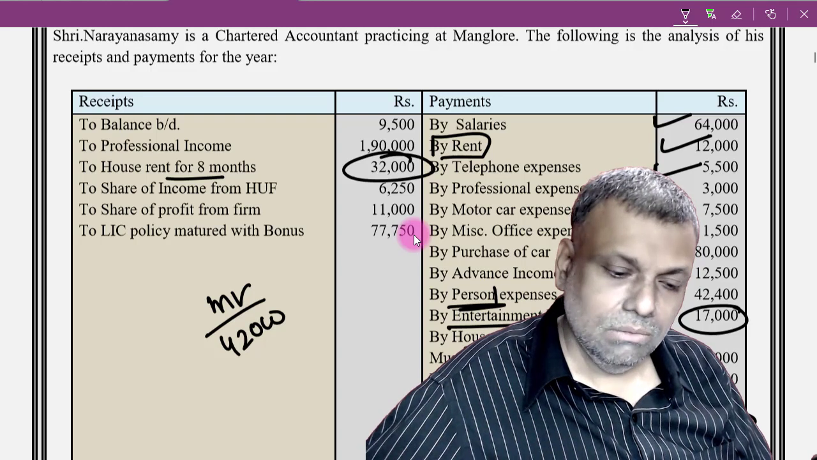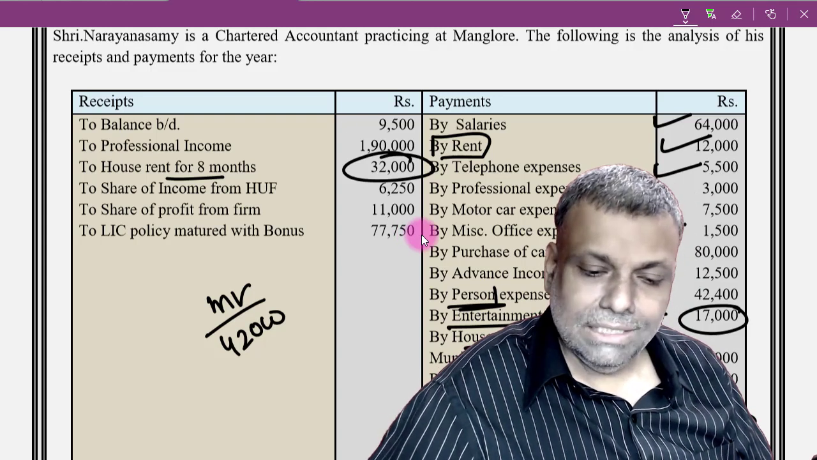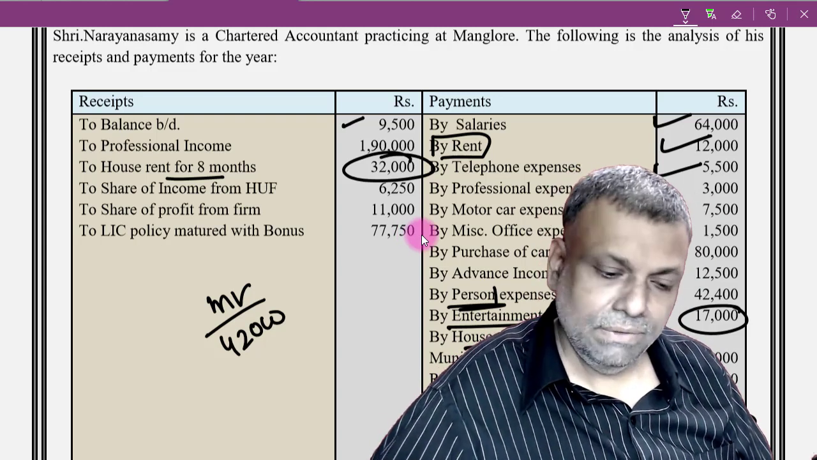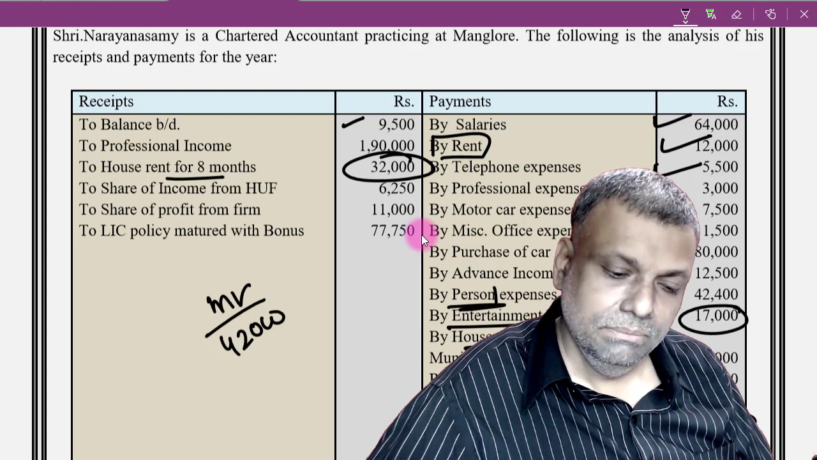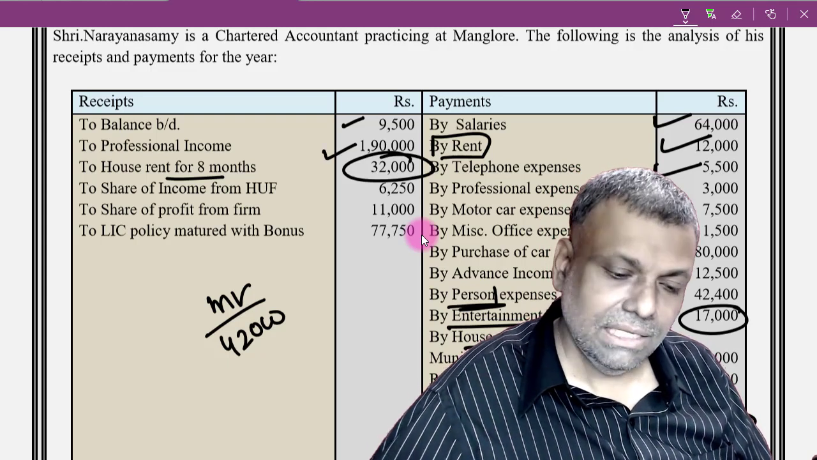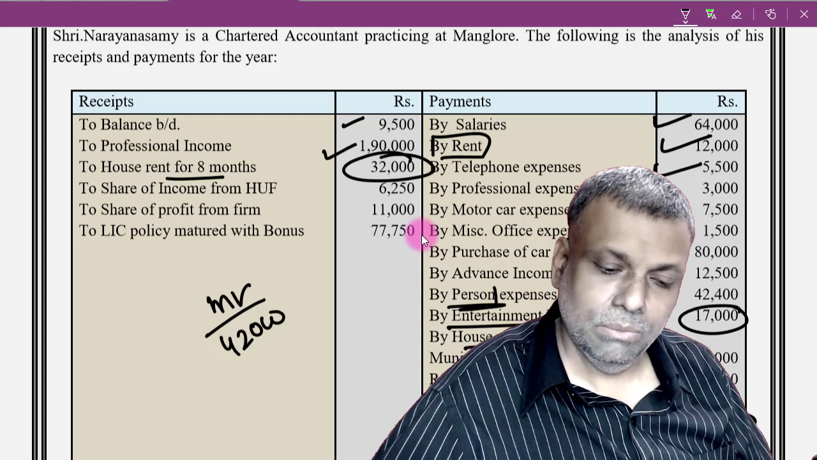Okay. Now come to the receipt side. The balance brought down we have already considered by taking that difference. Professional income is okay, 1,90,000 is okay. House rent for 8 months.